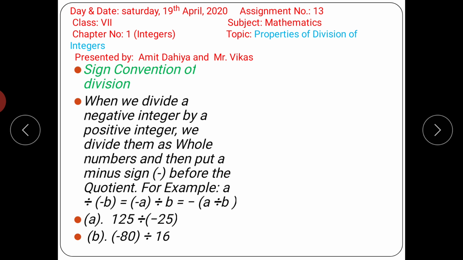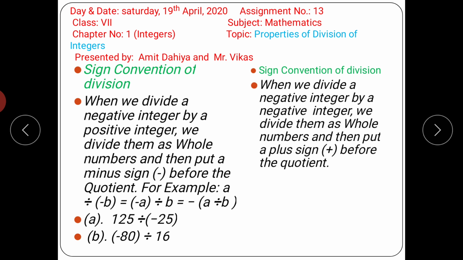Second question, try minus 80 divided by 16. As I said, divide them as whole numbers. 80 divided by 16 is 5, and put a minus sign over there, so minus 5 is the answer.